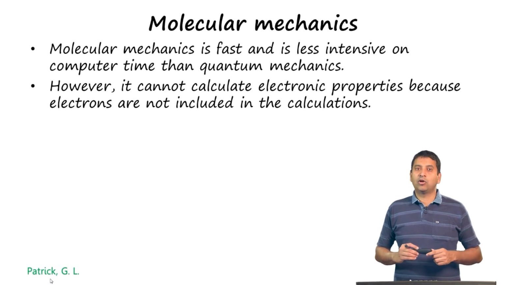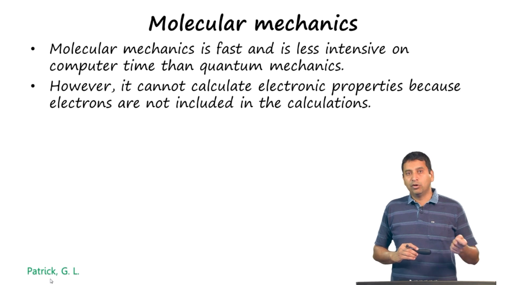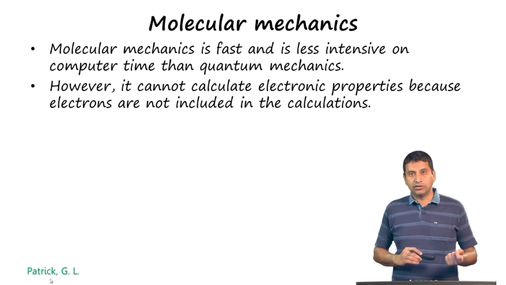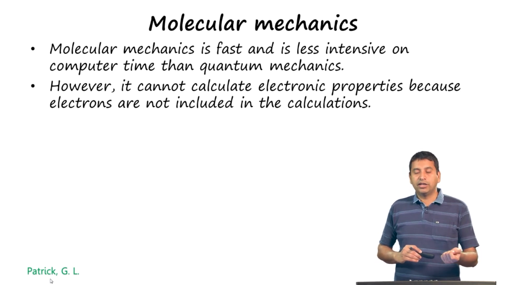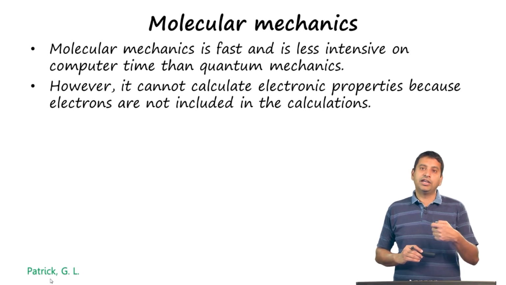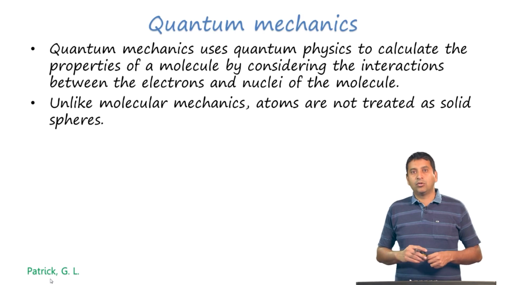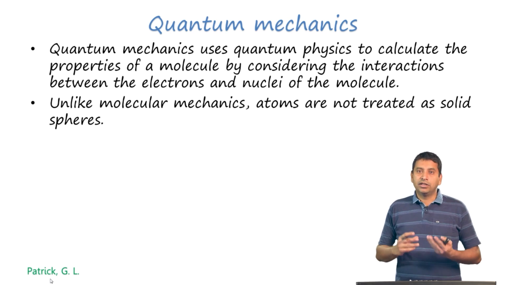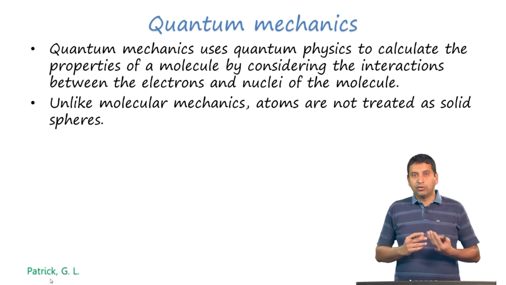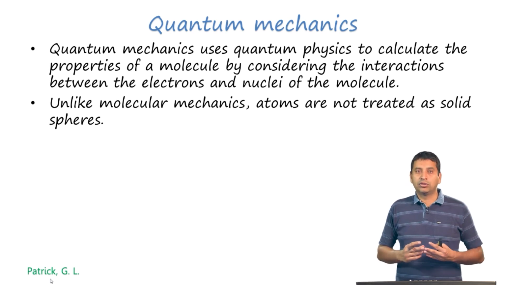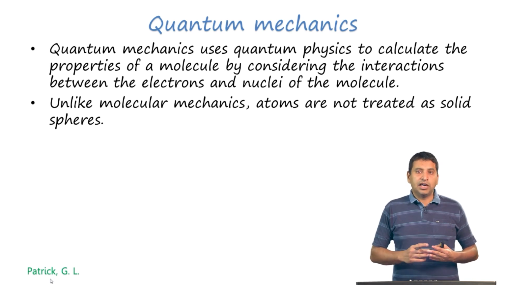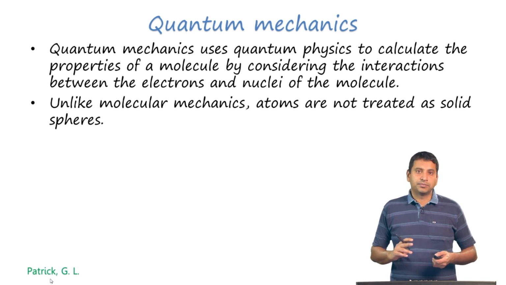However, a major drawback with molecular mechanics is that it cannot calculate electronic properties, because electrons are not included in the calculations. So, what we can calculate is to get force fields, and we can get some level of information about conformation. On the other hand, quantum mechanics uses quantum physics to calculate properties of a molecule, and here the interactions between electrons and nuclei of the molecule are taken into account. Unlike molecular mechanics, atoms are not treated as solid spheres.